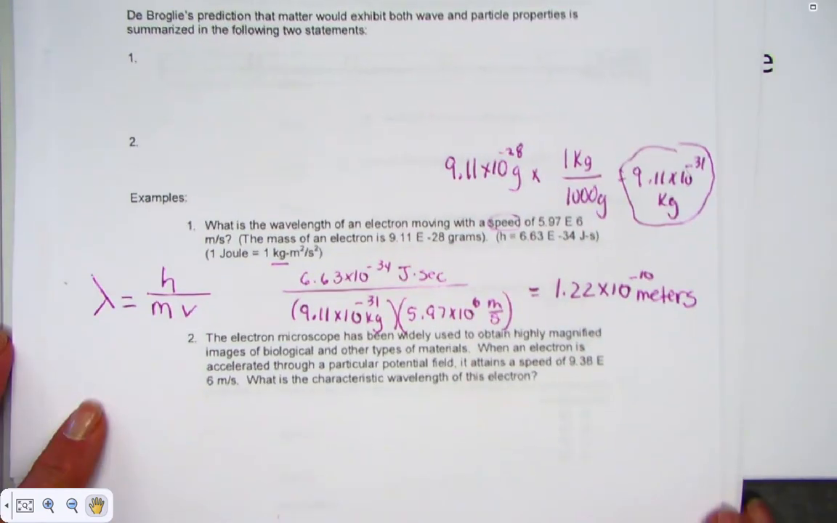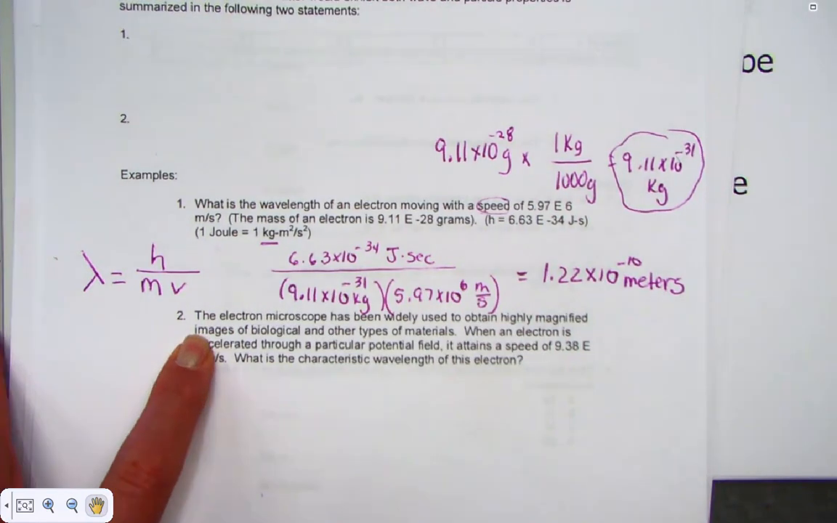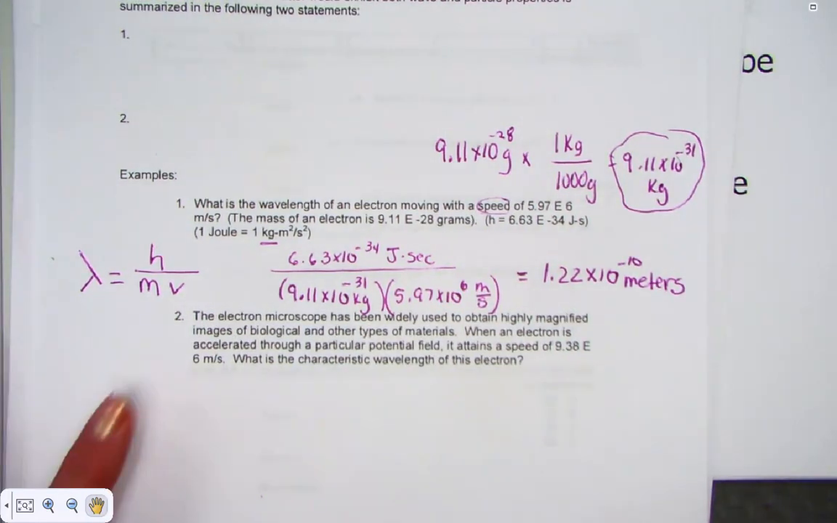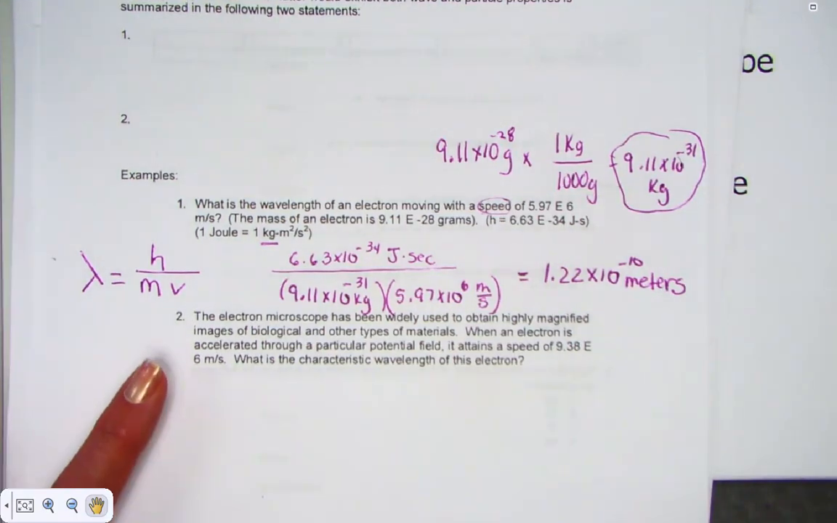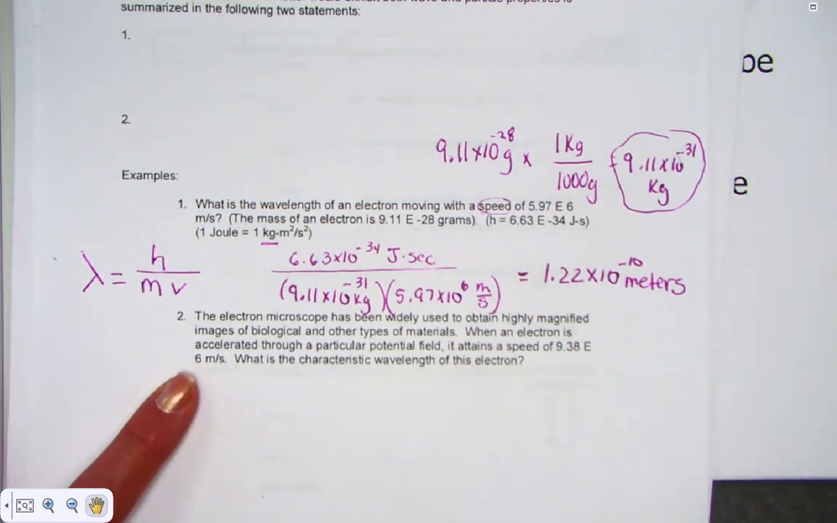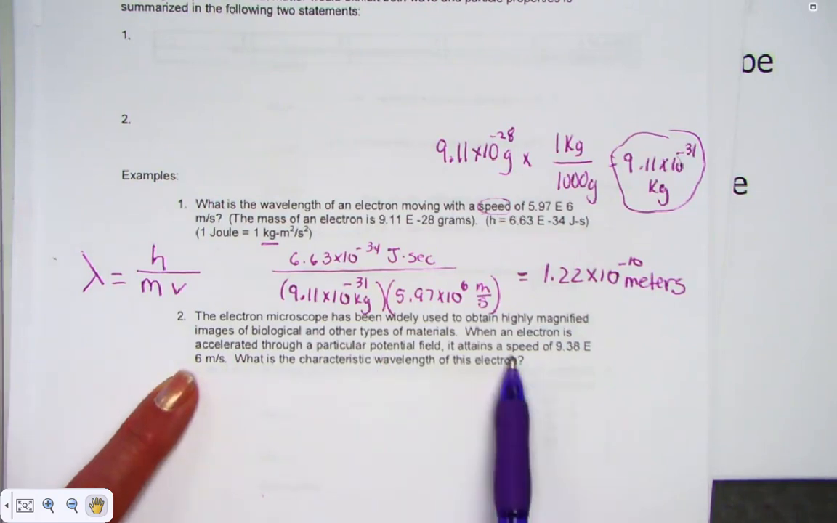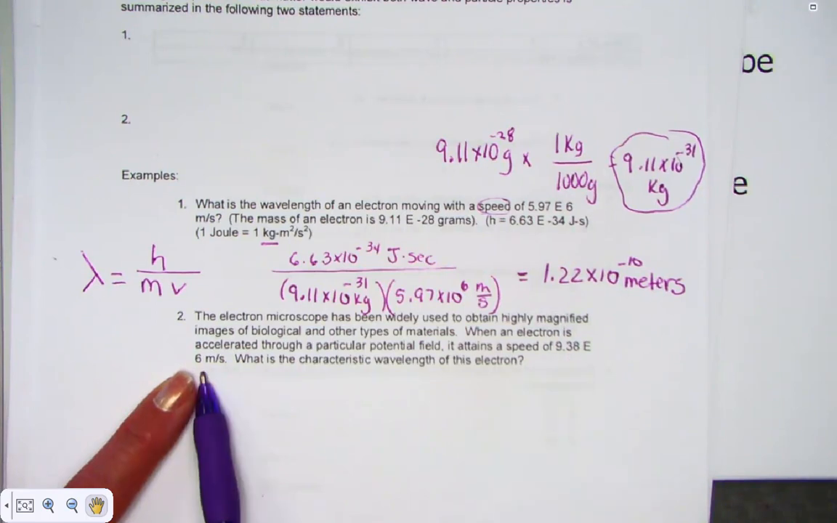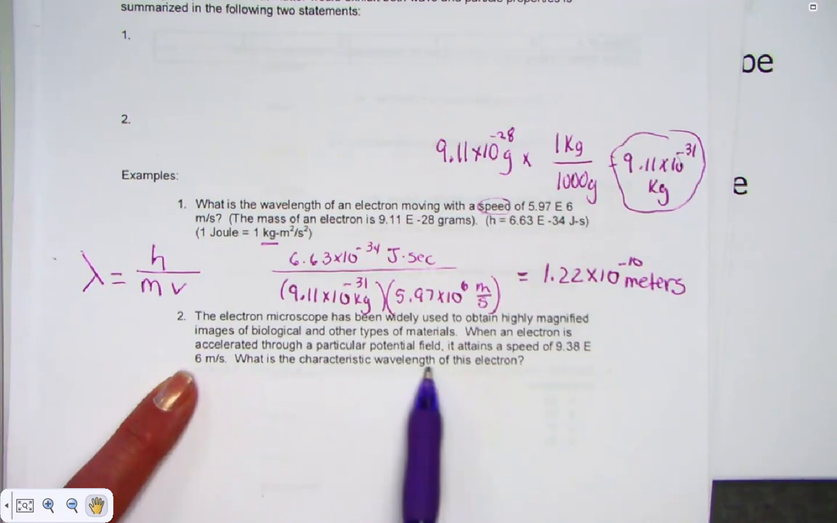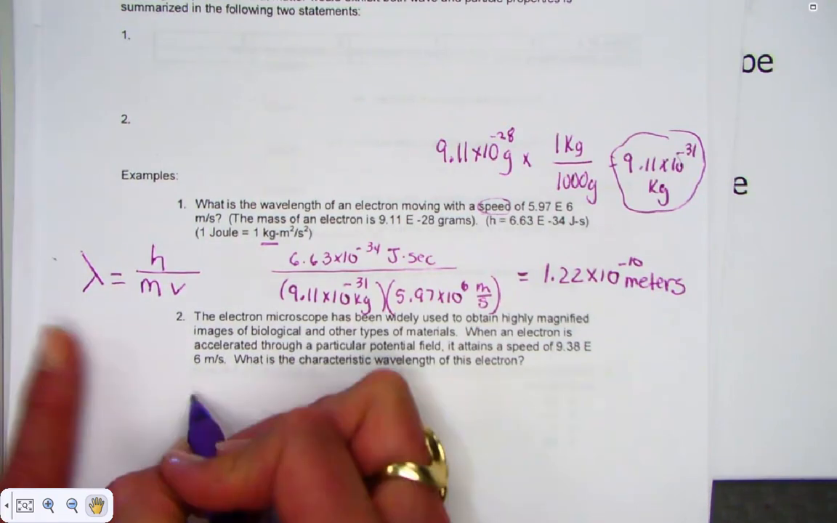Let's try another example. Number two, the electron microscope has been widely used to obtain highly magnified images of biological and other types of materials. When an electron is accelerated through a particular potential field, the potential means it has an electrical current going through it, it attains a speed of 9.38 times 10 to the 6th meters per second. What is the characteristic wavelength of this electron?